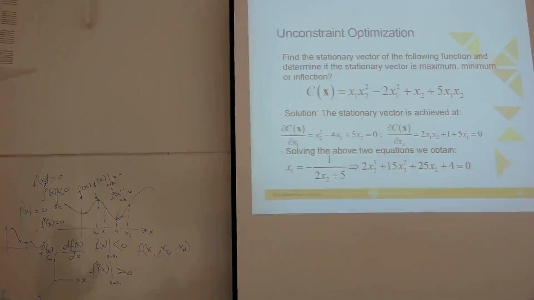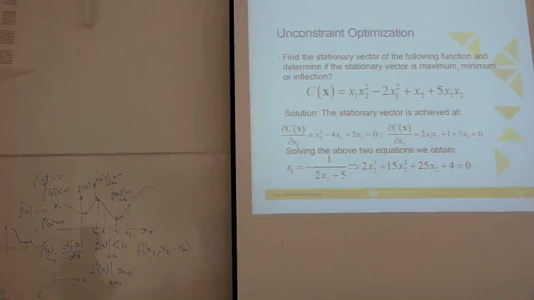Let us take this example in case of unconstrained optimization in case of two independent variables. So we have this cost function equal to x1 x2 squared minus 2x1 squared plus x2 plus 5x1 x2. Now we can take the first derivative with respect to x1, we have this result. The first derivative with respect to x2, we have this result. Then both of them equal to 0. Then we have two equations in two unknowns.